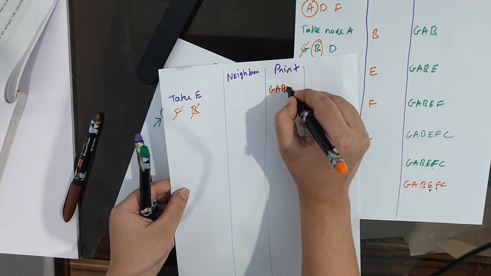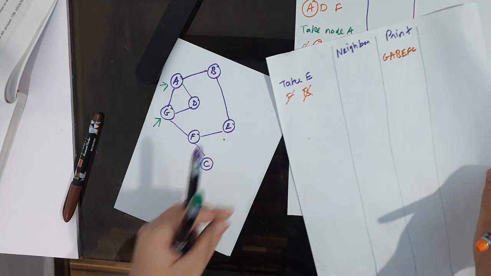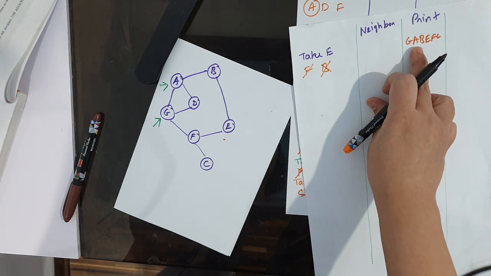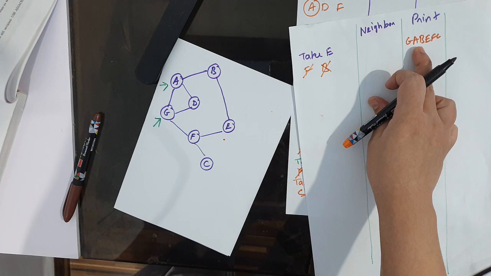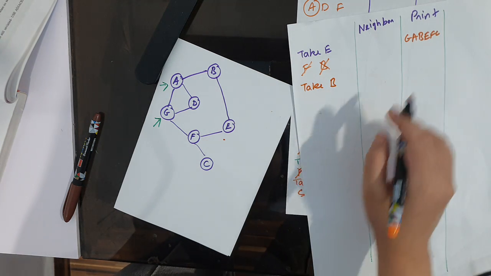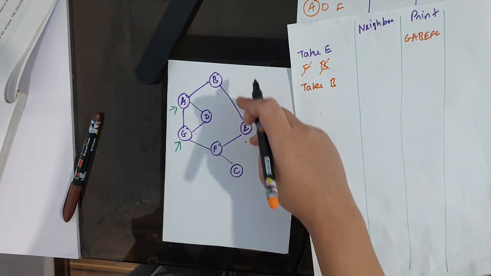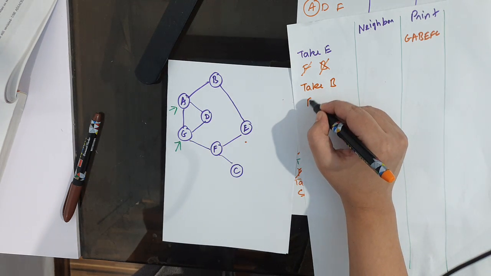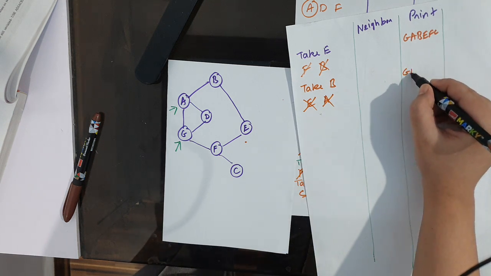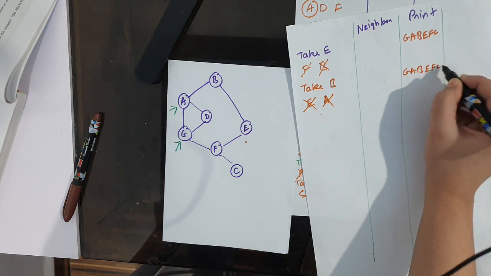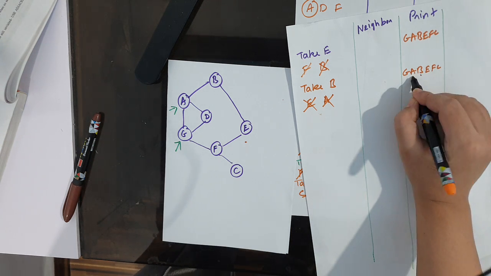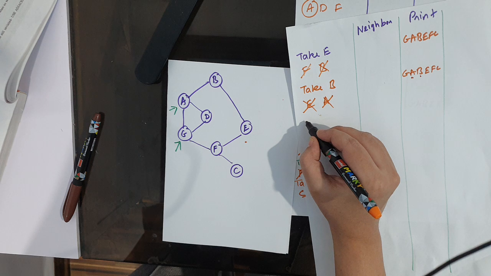G, A, B, E, F, C. It will remain as it is. So now E is also done. Now again backtrack to B. So we are going to consider, take B. What are the neighbors of B? The neighbors of B are E and A. So let's write E and A. Both are explored. So the list will again remain as it is. Now backtracking from B means backtracking to A. So let's backtrack to A.